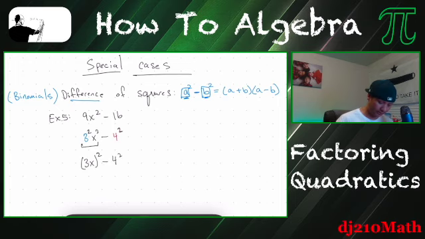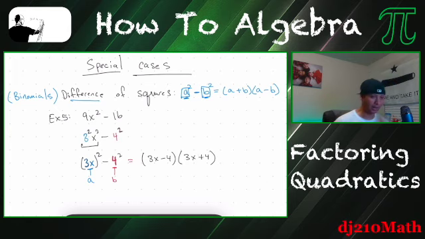So notice the a is the part that's being squared. This is your a, and the number 4, we can call this the b. So if a is 3x and b is 4, I'm going to take 3x and 4 and do a plus b, a minus b. So this is going to be 3x minus 4, 3x plus 4.